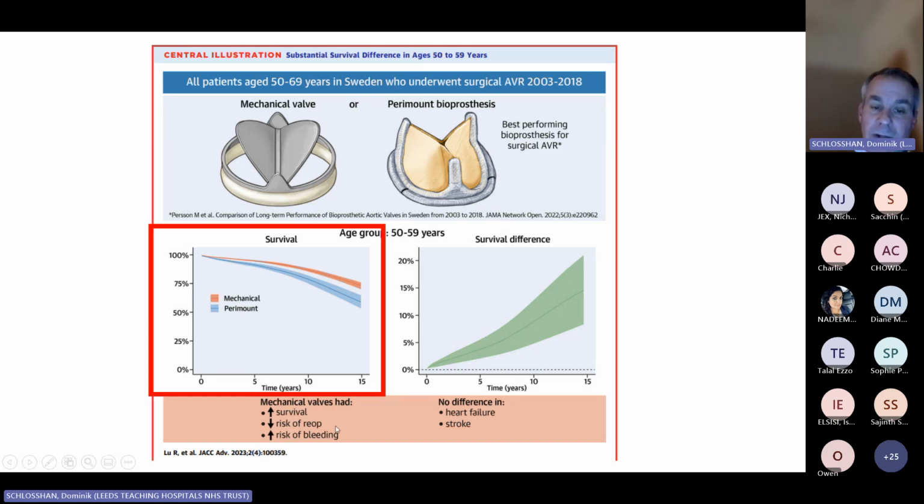Okay, so mechanical valves overall had better survival, and the risk of reoperation was decreased, because we know that mostly they only need one procedure. And the risk of bleeding was, however, marginally increased. So that is always the trade-off. However, you do live longer. Okay, so I think that's an important thing to realize.